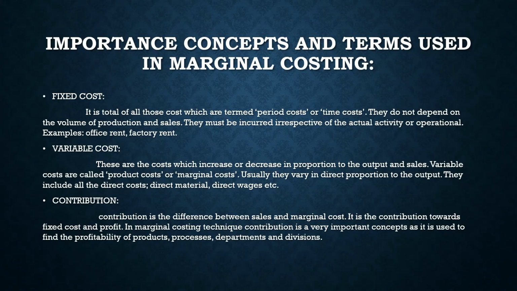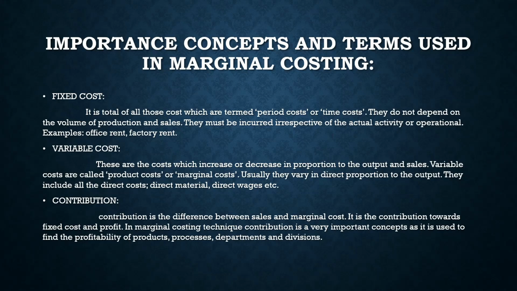Next one is variable cost. Variable cost increases or decreases in proportion to output or sales. It says a variable cost changes in proportion to the level of production. These are called product cost or marginal cost. Examples are direct material and direct wages.